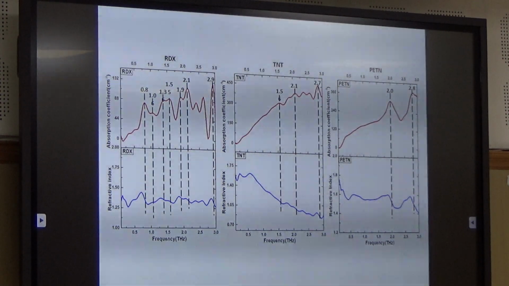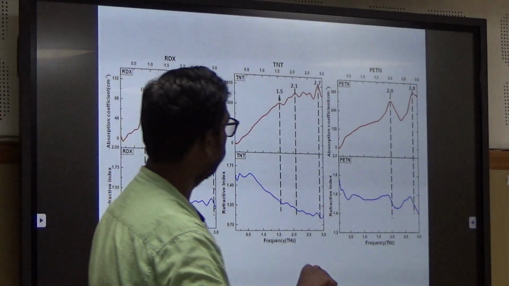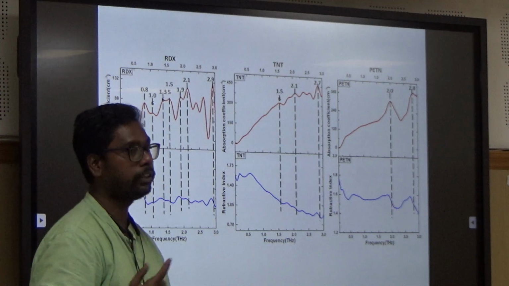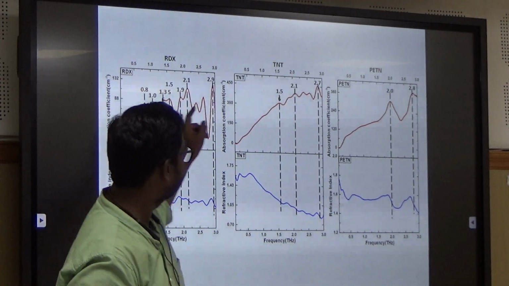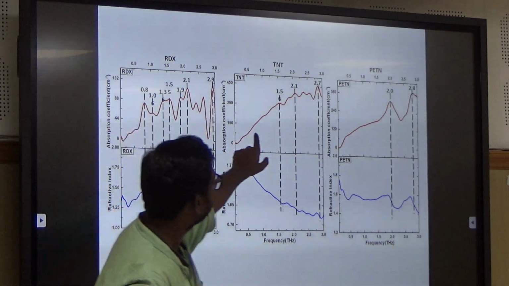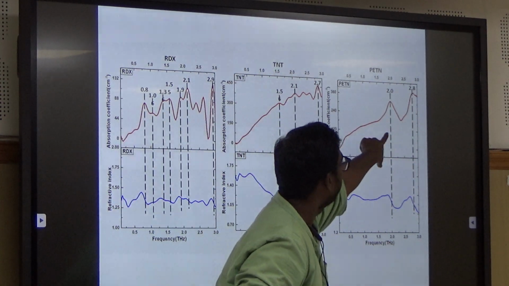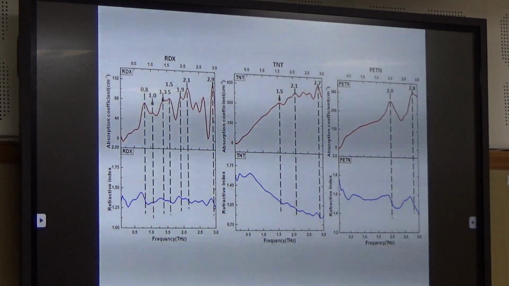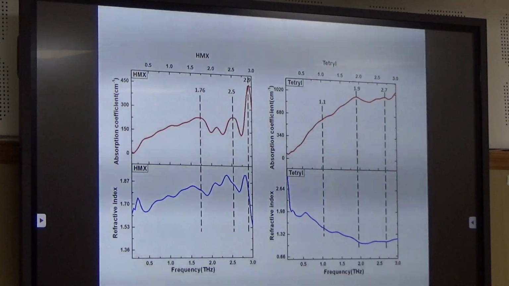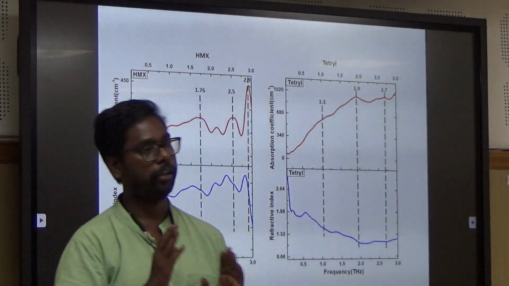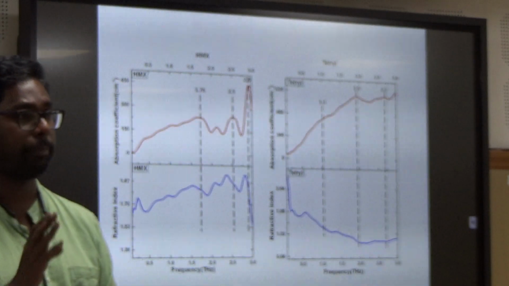Now, these are the other premium explosives which are studied, generally used in explosive making or improvised devices: RDX, TNT, PETN. As you can see, the peaks of RDX are different from TNT and PETN. Similarly, HMX and tetryl. These explosives are different. So we have a database, a database of spectroscopy.